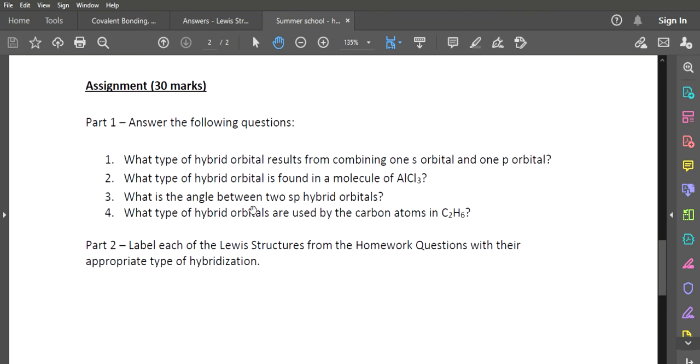Then we get to our assignment to just see what kind of hybrid orbitals are needed for certain types of molecules.